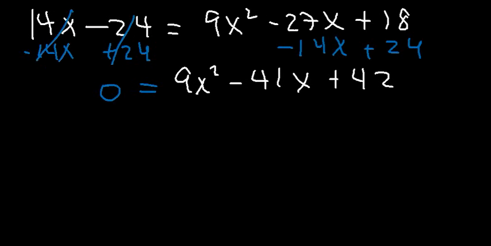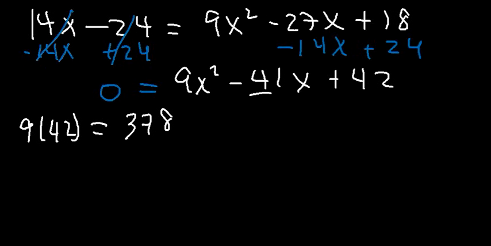Let's see. So 9 times 42, that is equal to 378. So we need two numbers that multiply to 378, but that add to the middle term, negative 41. By the way, keep in mind, 9 is divisible by 3, and 42 is divisible by 6 and 7. So chances are, it's not going to be a small number like 1 or 2 or 3. But let's start with 6.